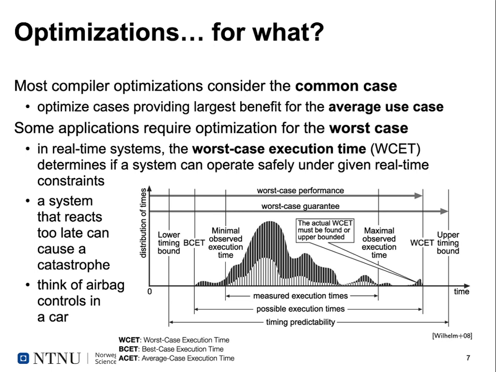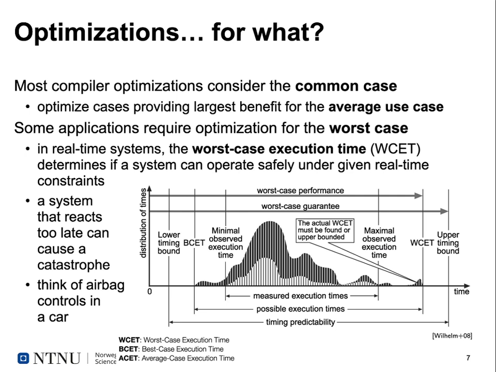So if you want to actually enable your software to perform better under worst case execution time constraints, then you would not consider the average case, which might lie somewhere here. This doesn't help you because you need to ensure that your worst case execution time maybe goes down. So you need to really optimize for the worst case instead of the common case.